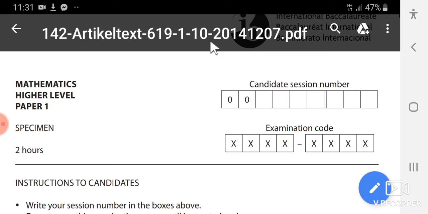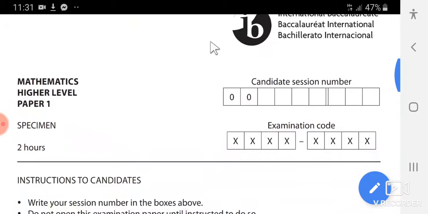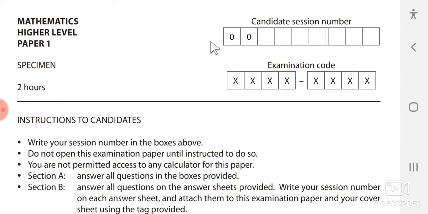Okay, now let's begin. This is mathematics higher level IB, but this is specimen. Maybe I will not be able to complete this paper today, but maybe half of this I will try. Okay, and the rest of this paper I will do in my next upload.